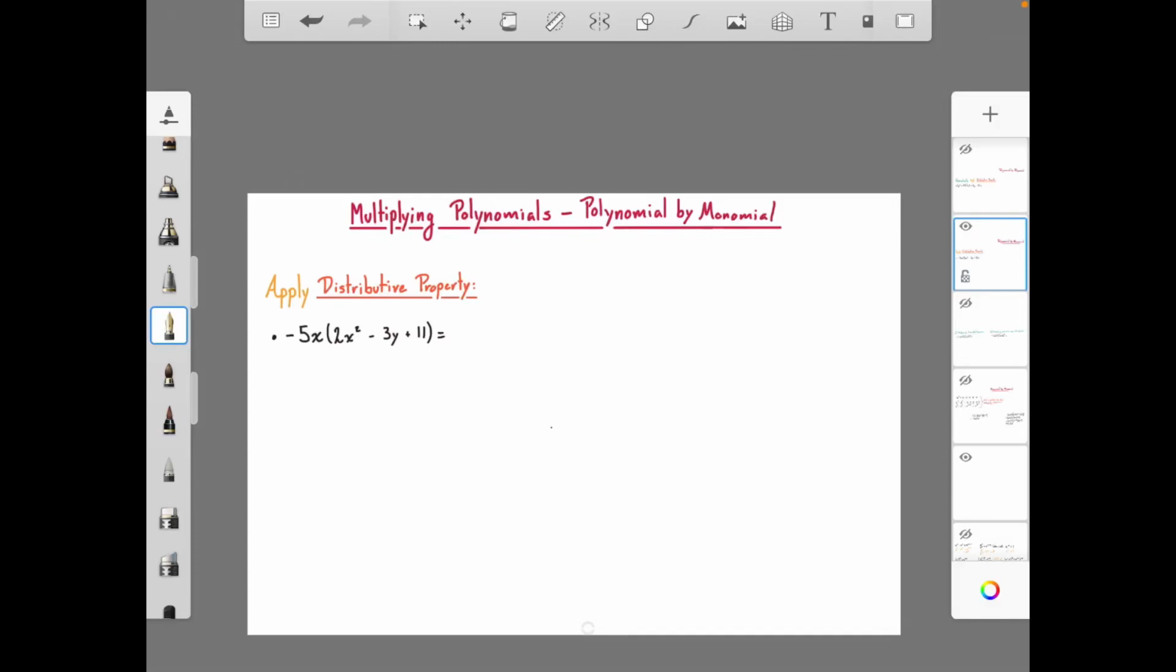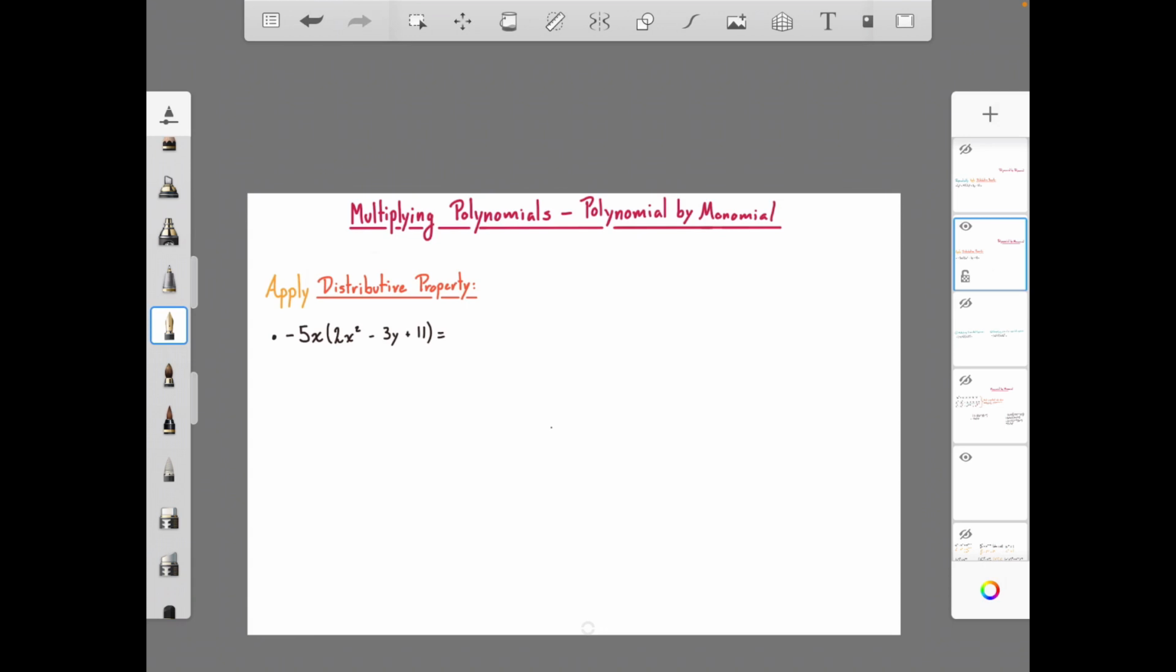Okay, so now we're going to talk about multiplying a polynomial by a monomial. What I like about multiplying polynomials, especially this case in particular, is that you just have to know how distributive property works, right? If you know how distributive property works, you now know how to solve this exercise, and it's very simple. This is a very simple exercise.